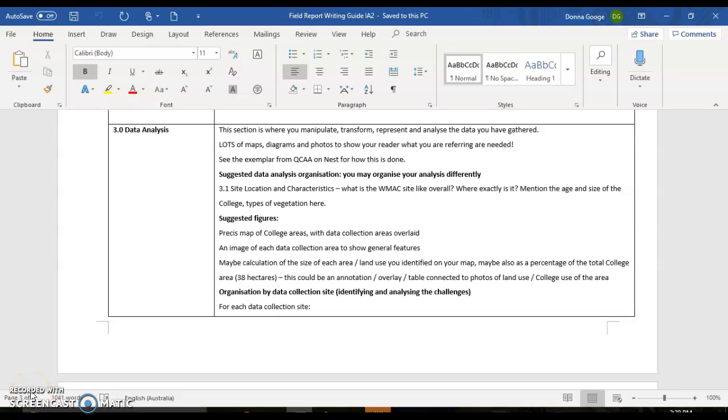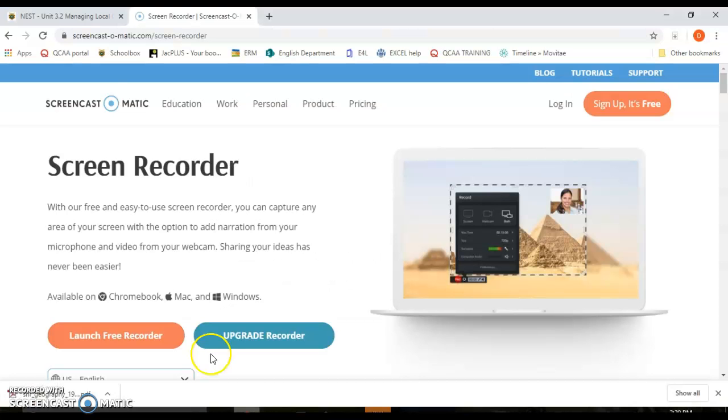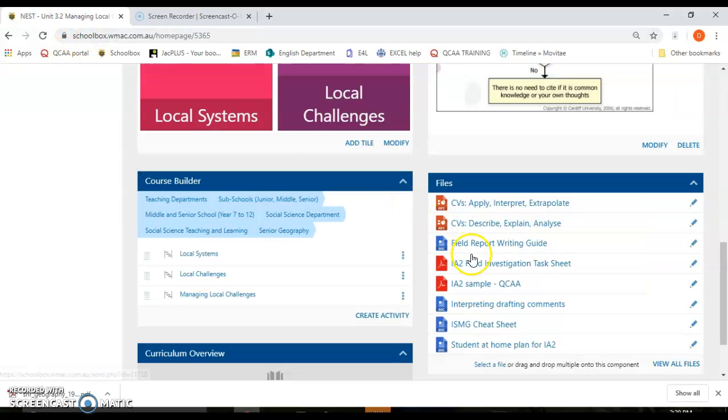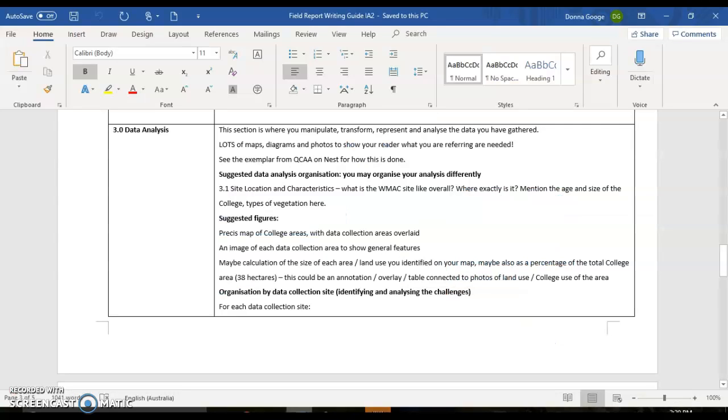Hi ladies, this is looking at the data analysis section of your field report. This document is up on our unit nest page. On the main section, you will find it here, the field report writing guide. Okay, so what do you need to do?